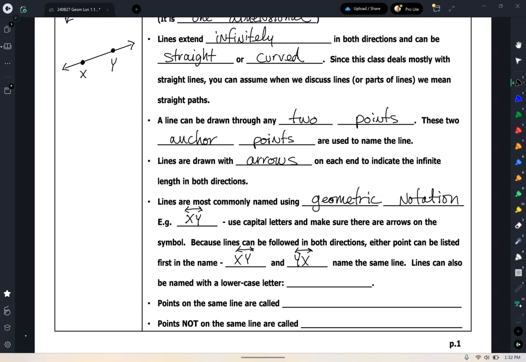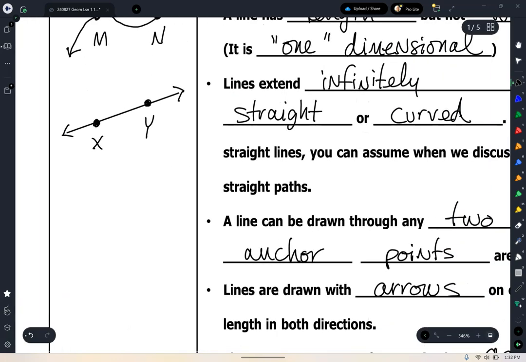Sometimes, and this is sort of more of an old school way, lines can be named with a lowercase cursive letter. And so if you see that, it's going to look like this. Watch. We'll put a little T up here outside the line. Okay?